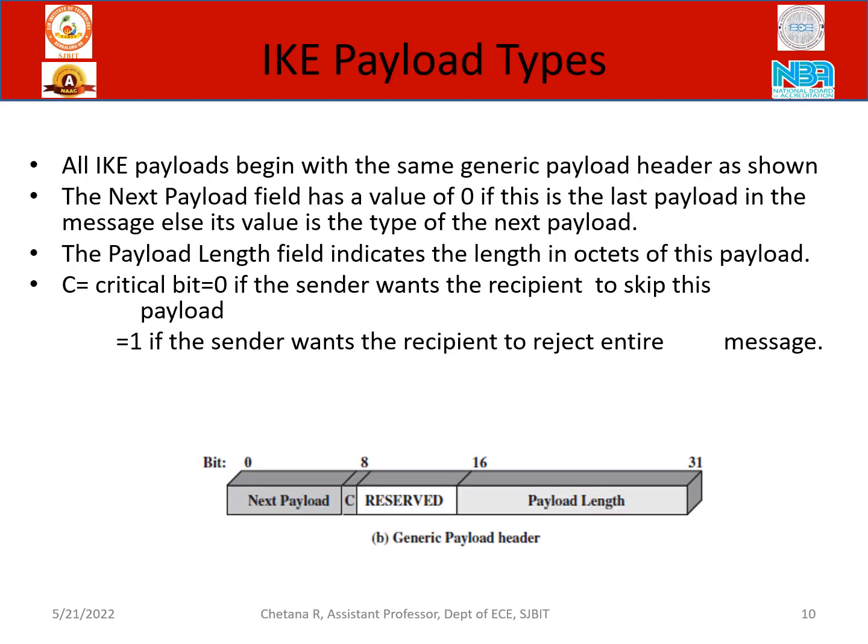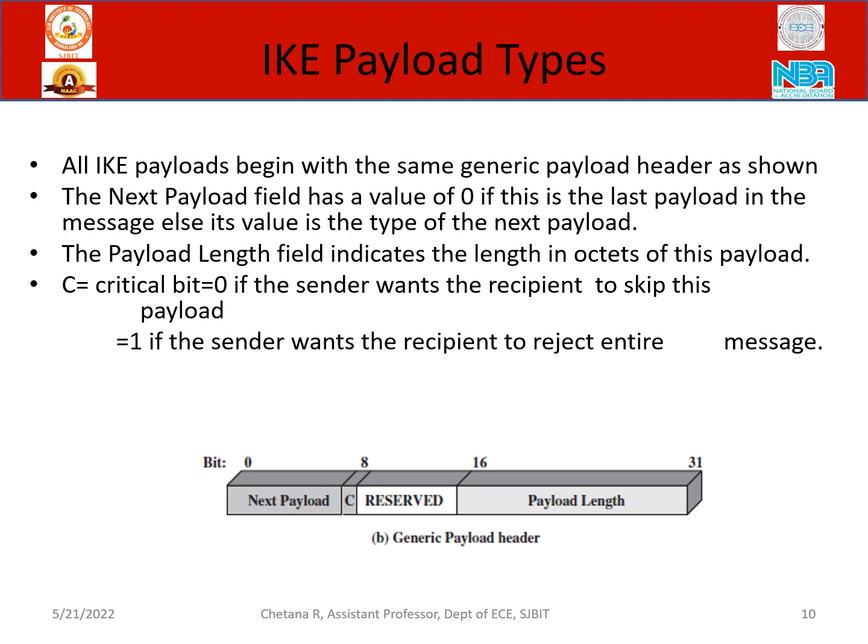We'll now look into the different types of IKE payload and how they are categorized. All IKE payloads begin with the same generic payload header as shown. So all the while it has a header, and following the header you have the payload. The next payload field here has a value of 0 if this is the last payload in the message, else its value is the type of the next payload. So if the value is 0, there is no other payload after it. This is the last part of the information.